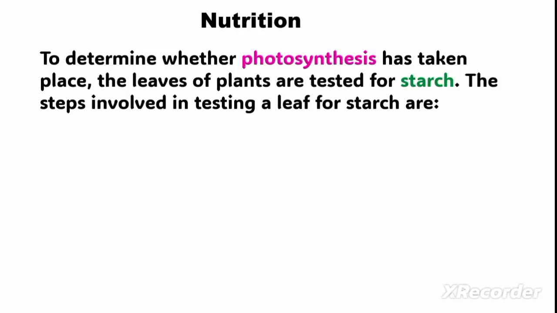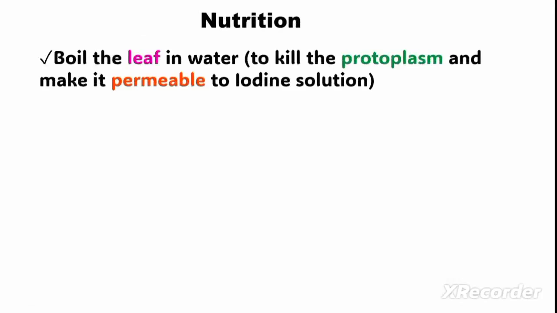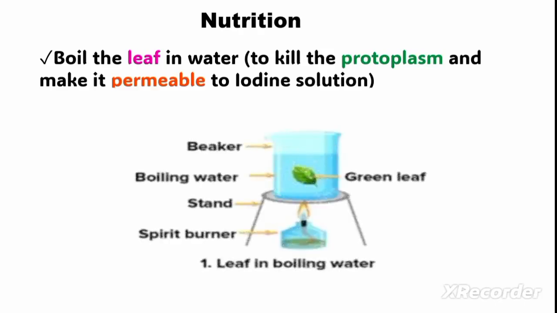So the steps involved in testing a leaf for starch. Step number one: boil the leaf in water to kill the protoplasm and make it permeable to iodine solution. What is protoplasm? Protoplasm is the combination of cytoplasm, nucleus, and other organelles found in the leaf. So in the first step, we boil the leaf so that we can kill this protoplasm, so that we can make the leaf permeable to iodine solution.